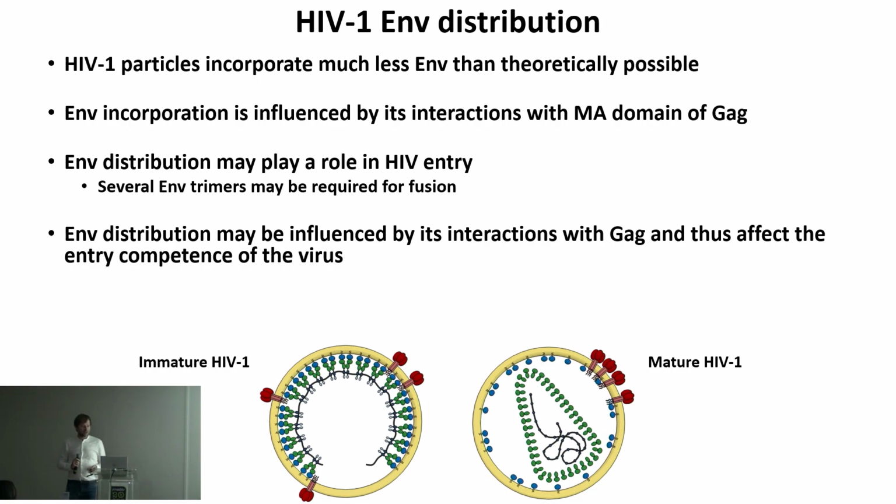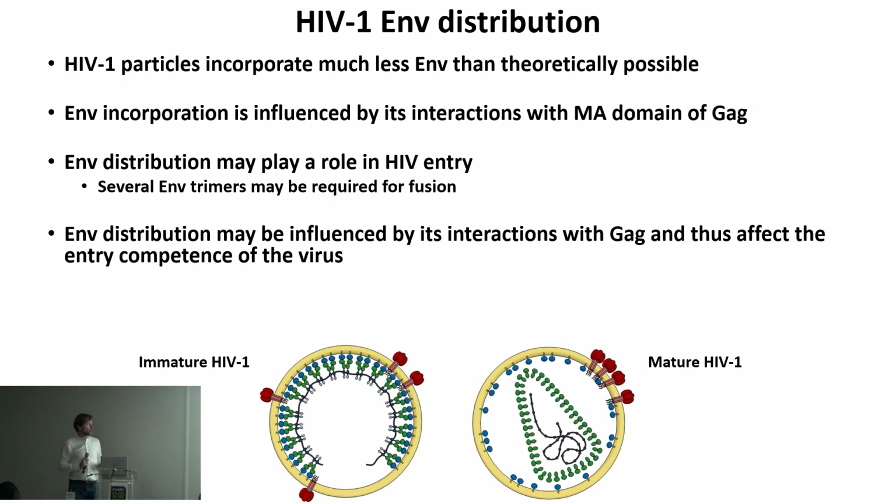So we knew that HIV particles incorporate much less ENV than theoretically possible. This is actually quite interesting: HIV particles, unlike, let's say, influenza or other viruses, have only between 7 and 10 ENV molecules on the surface. These are basically the ones that mediate the receptor interaction and virus fusion.